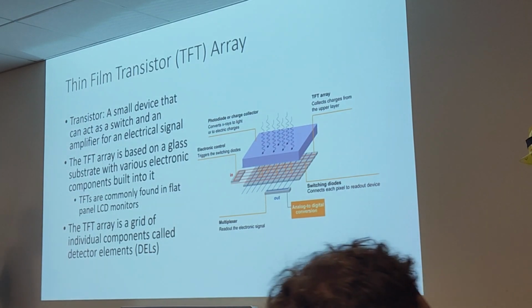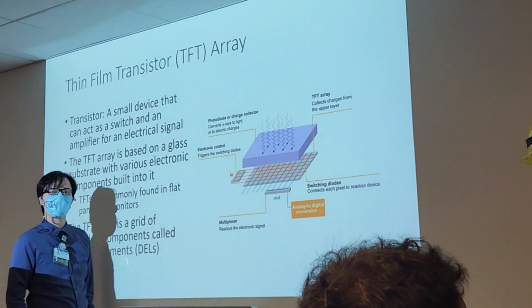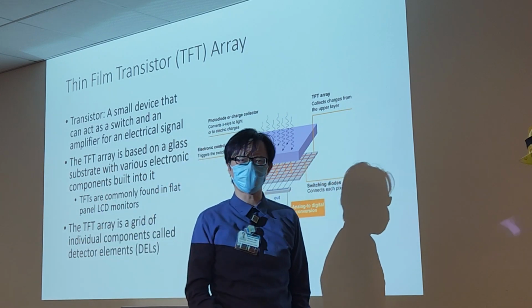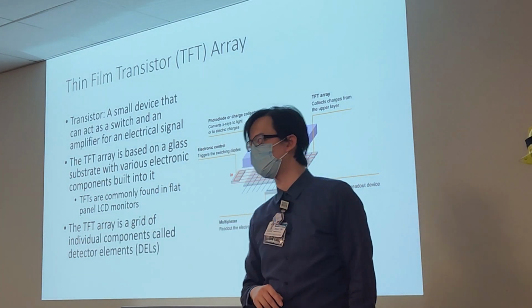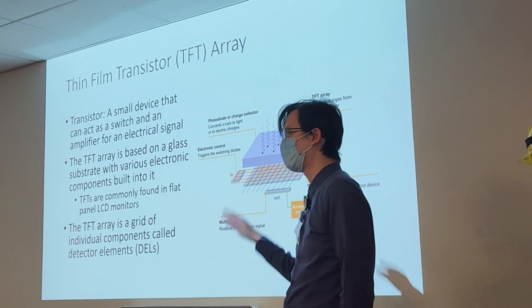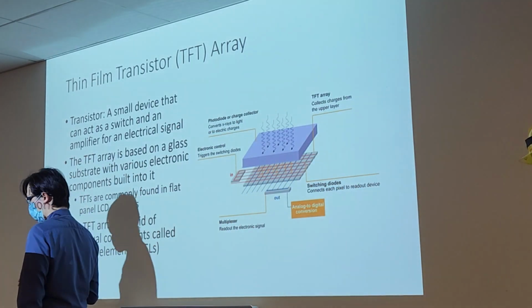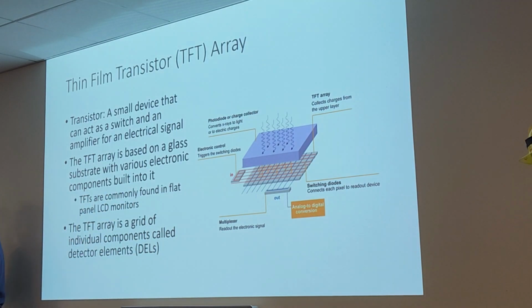Let's talk about a thin film transistor. Alright, so a transistor is just a small device that can act as a switch and an amplifier for an electric signal. So in this case, we're going to boost our electric signal a bit, and we're going to store it in a capacitor. A capacitor is basically like a tiny battery. And that capacitor is going to store our charge until we are ready to get the information. And then all of it comes out at one time. Okay.